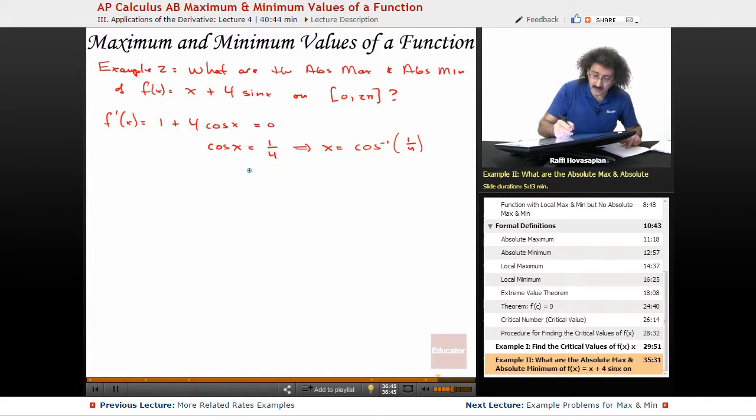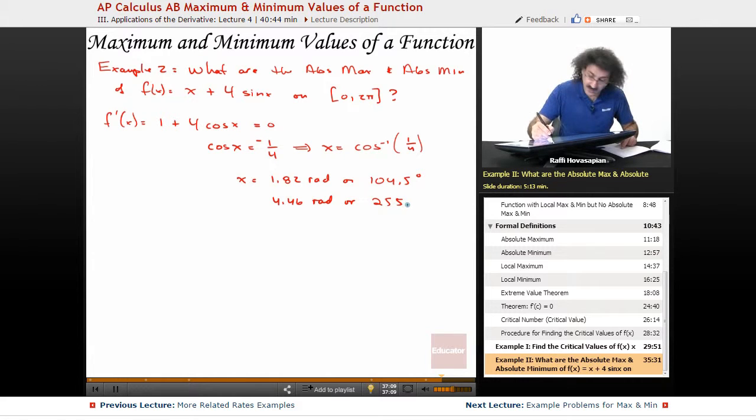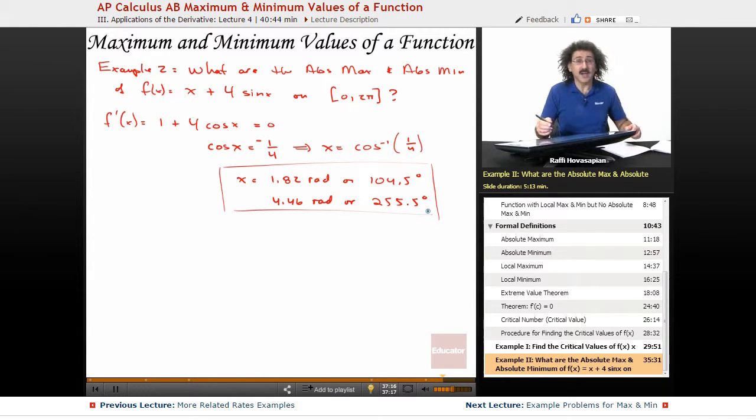And on the interval from 0 to 2 pi, I find that x is equal to 1.82 radians, or 104.5 degrees if you prefer degrees. Or we have 4.46 radians, or 255, I'm sorry, this is going to be negative 1/4, 255.5 degrees. Okay, so these are our critical values. Now we want to evaluate f at those critical values.